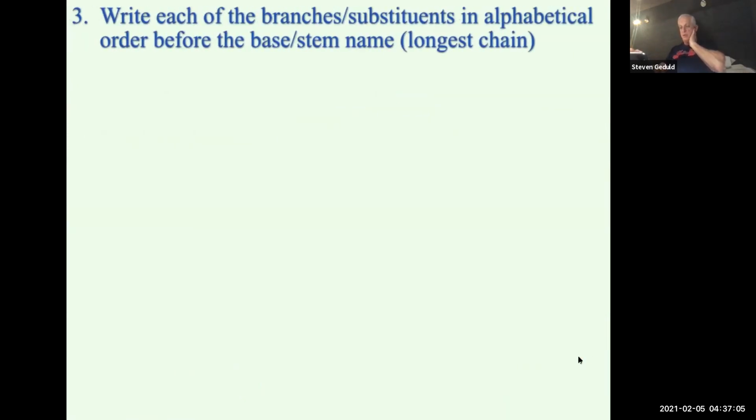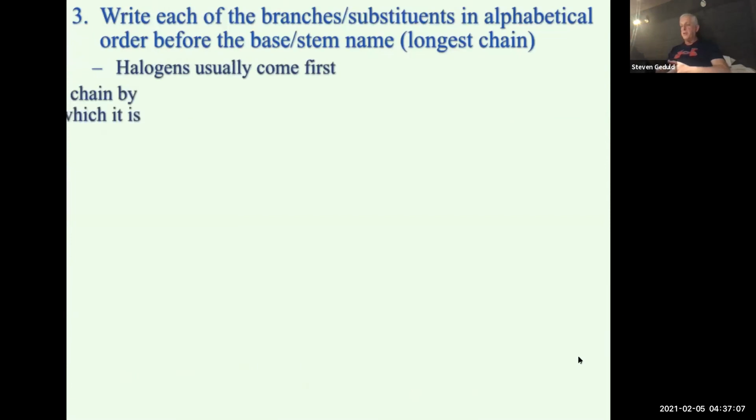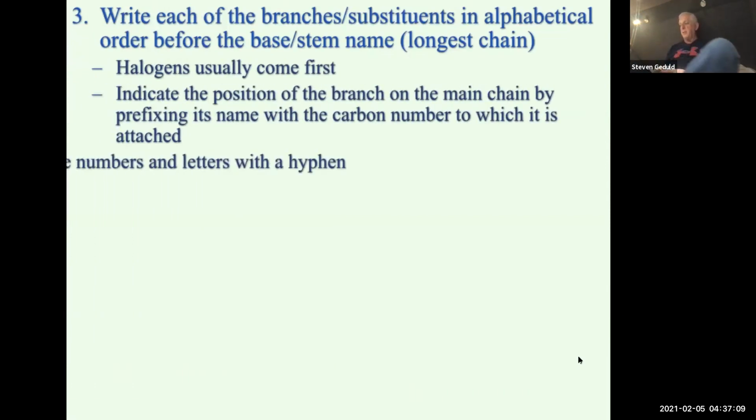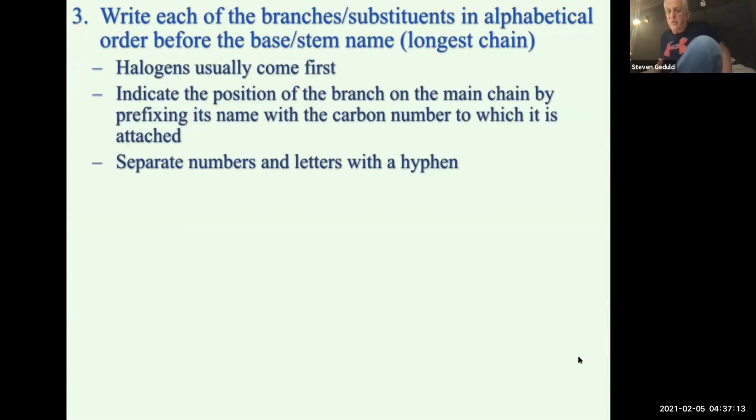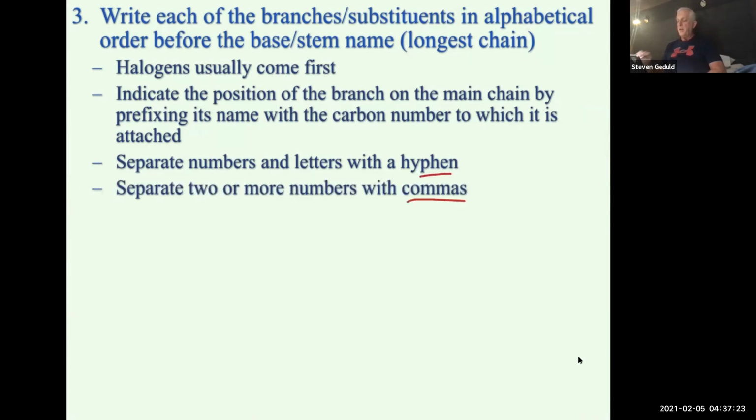Okay. So we do the base name. Halogens come first. Indicate the position of the branch by its name with a carbon number that it's attached to. We say where it's attached. And then we separate numbers and letters with a hyphen. There's always a hyphen between numbers and letters. And when we have numbers connecting to each other, we separate them with a comma.